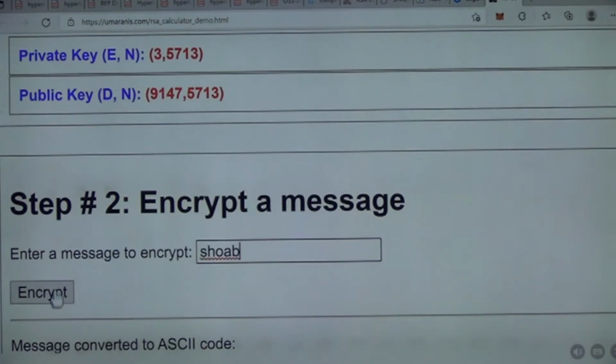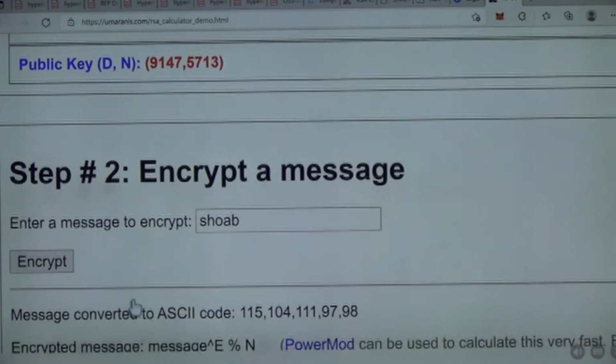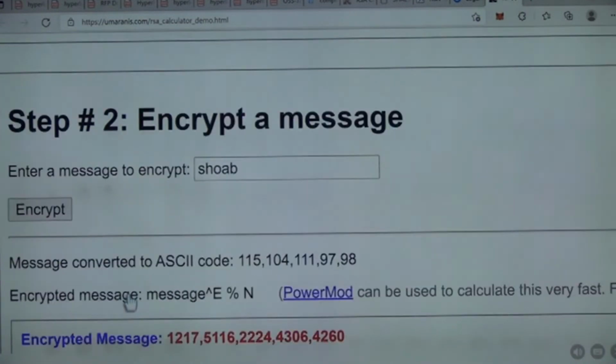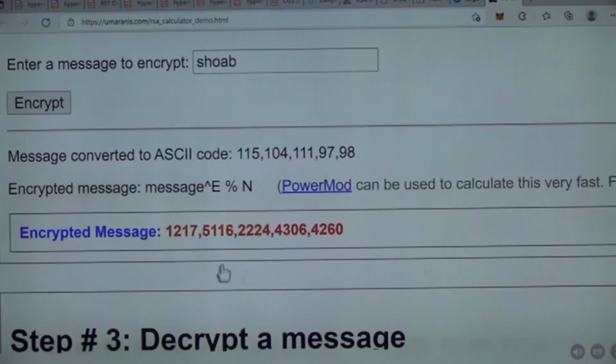Okay, and I say encrypt. So this is what it takes. This is the ASCII of my name, SHOAB. This is the ASCII value, and this is the encrypted. So it takes this message raised to the power E modulo N, raised to the power E modulo N. So these numbers.